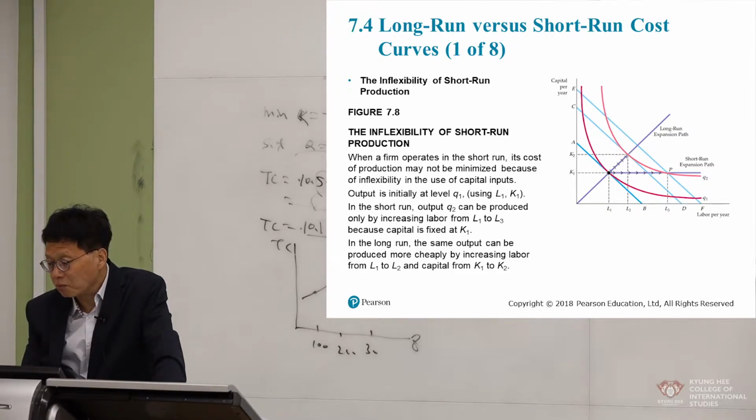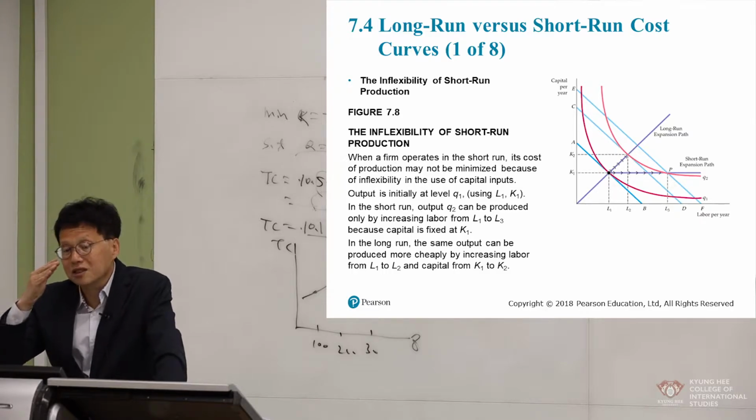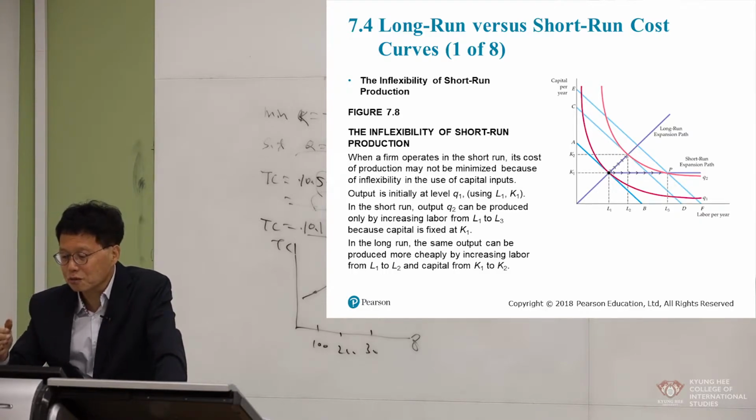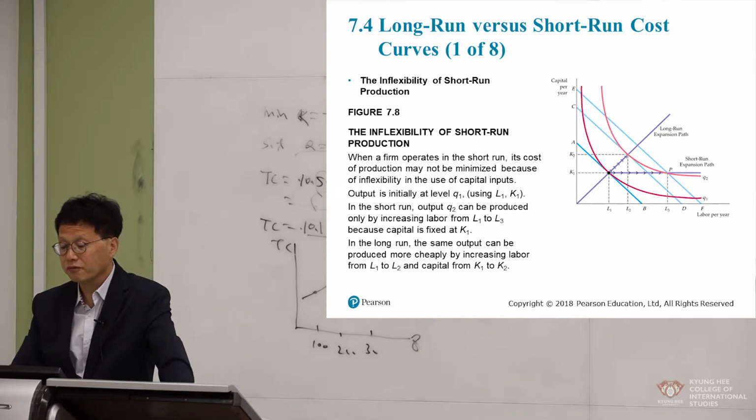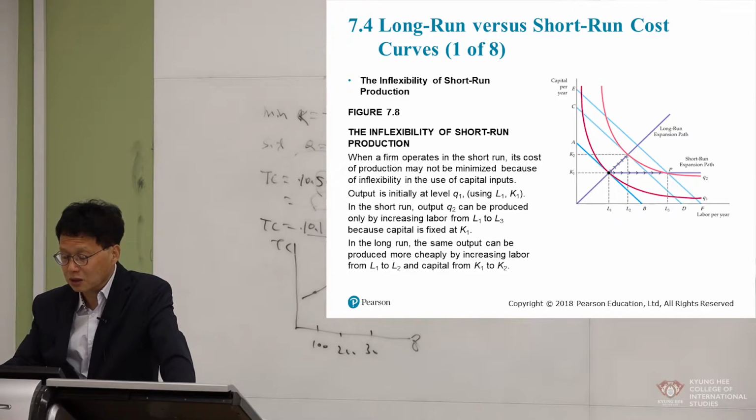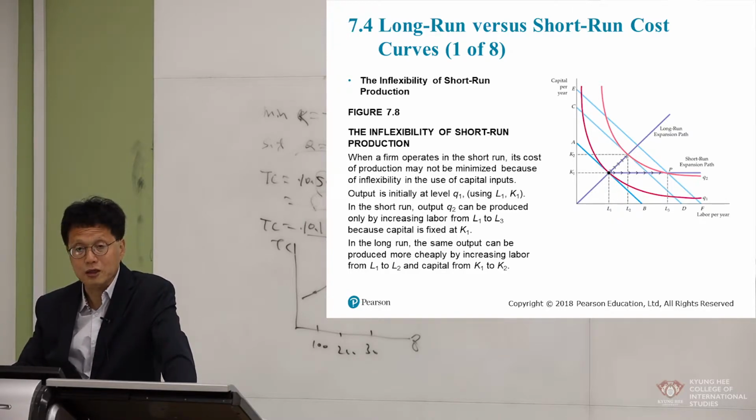Then at point B, you can draw the isocost line crossing point B, and as we know, the intercept of the Y axis indicates the magnitude of total cost, right? So total cost in the short run is like this. But in the long run, what happens? Capital is not fixed, it is variable, it can vary, right?